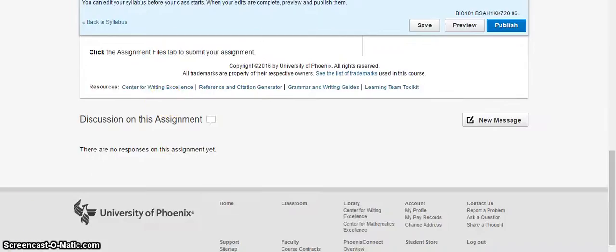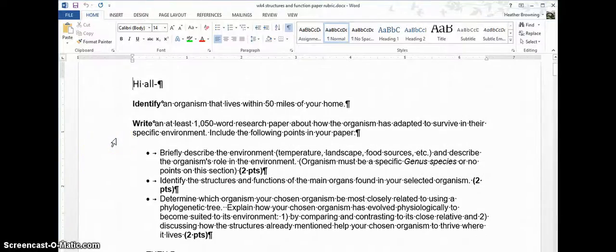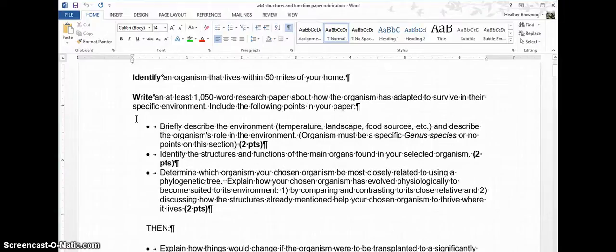So let me pause it and pull that up. Okay. So here's the rubric. So it says identify an organism that lives within 50 miles of your home. If you have a different organism you want to do and it's not near your house, that is fine. It just makes it a little easier if you do it somewhere near your home, just because of familiarity. Write at least a 50-word research paper on how the organism has adapted to survive their specific environment.